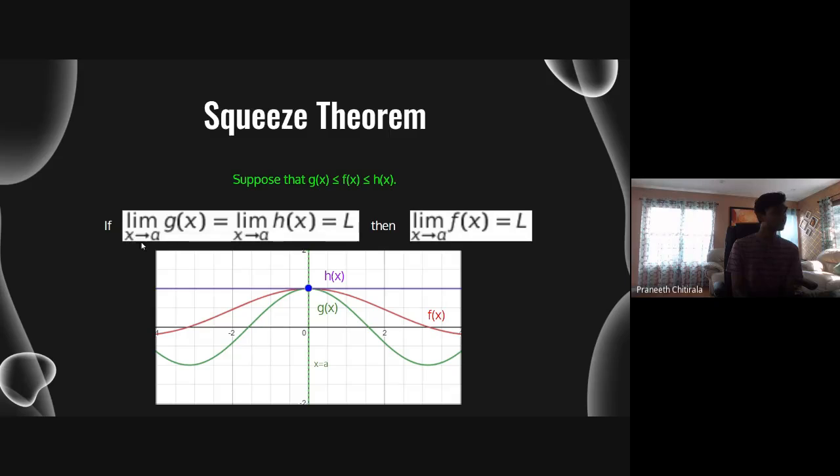If the limit as x approaches a of g(x) is equal to the limit as x approaches a of h(x), and those limits are equal to L, then the limit as x approaches a of f(x) must also be equal to L. And you can see that here. Since the functions squeeze together so much and approach the same value, f(x) also has to approach the same value. And this inequality is true for all values along the selected interval.